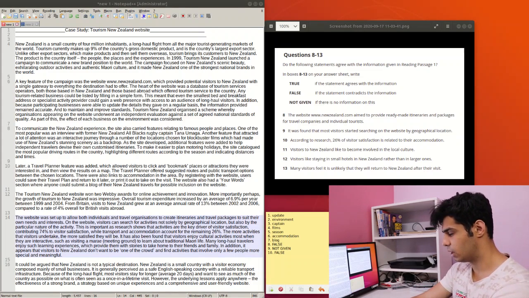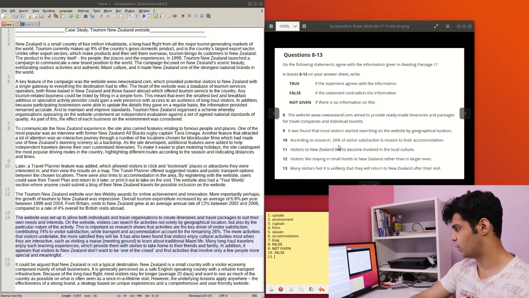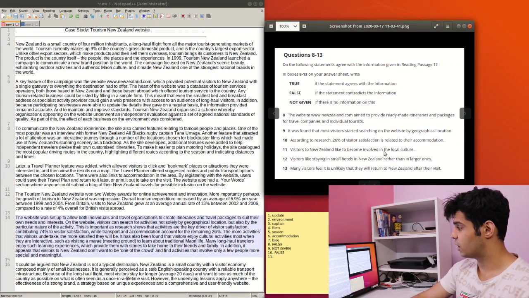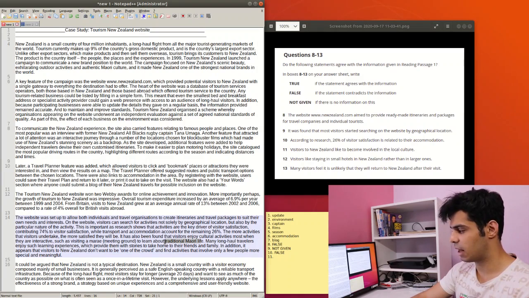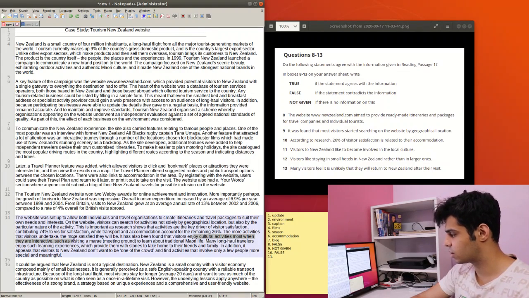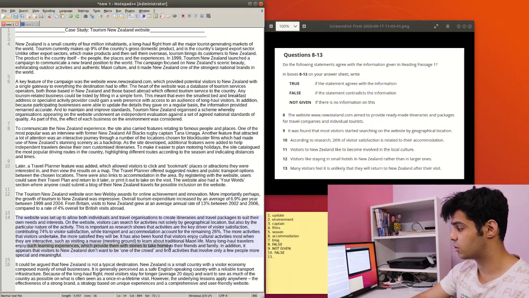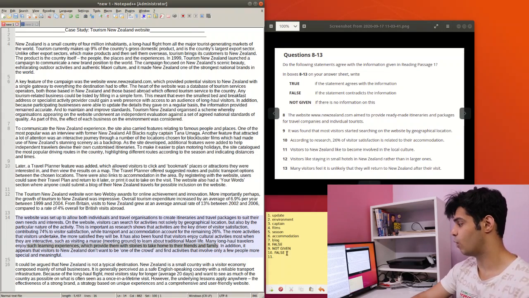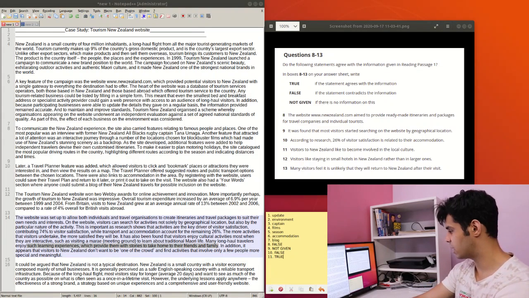Okay, and we'll move on to the 11th one. Visitors to New Zealand like to become involved in the local culture. I did read something about this. Maori life, because we read about Maori culture earlier, so I know this is the historical culture. It has also been found that visitors enjoy cultural activities most when they are interactive, such as visiting a marae meeting ground to learn about Maori culture. Many long-haul travelers enjoy such learning experiences, which provide them with stories to take home to family. So yeah, I would say this is generally true. Visitors to New Zealand do like to become involved in the local culture, so this definitely has to be true.